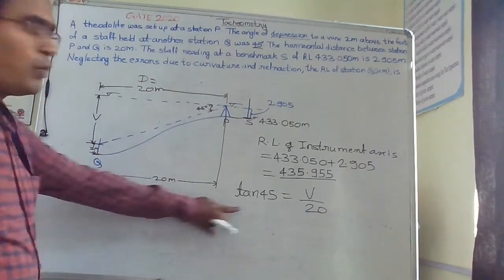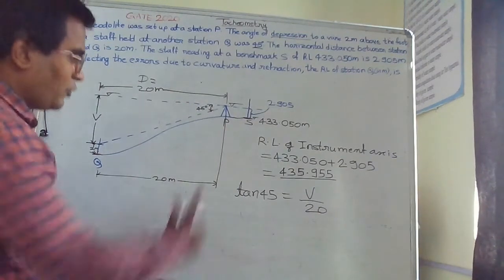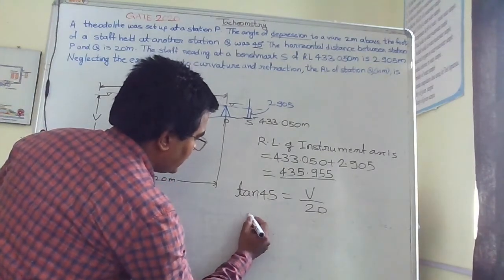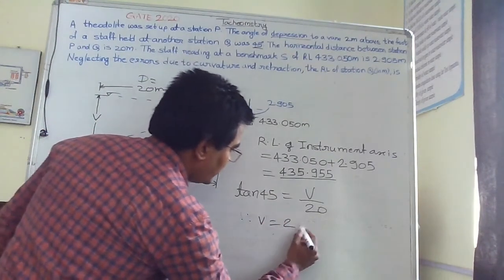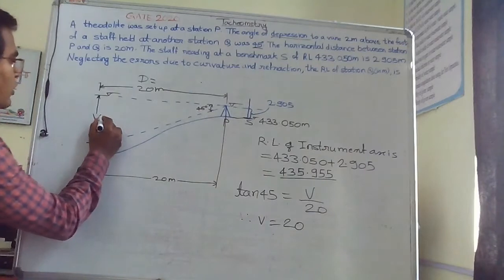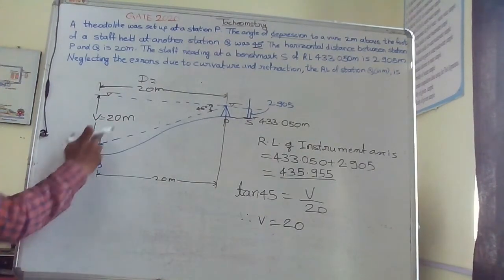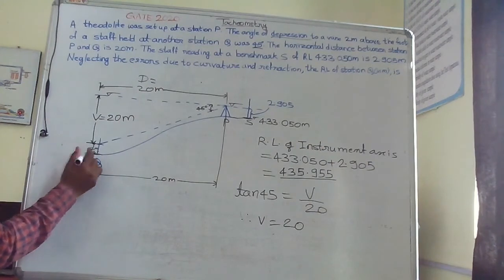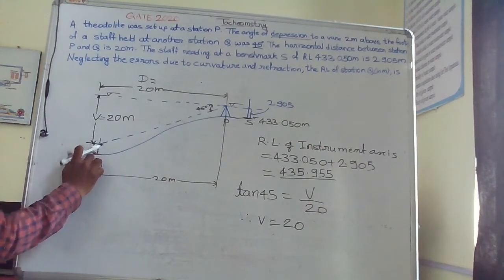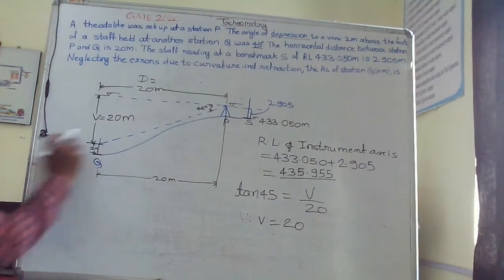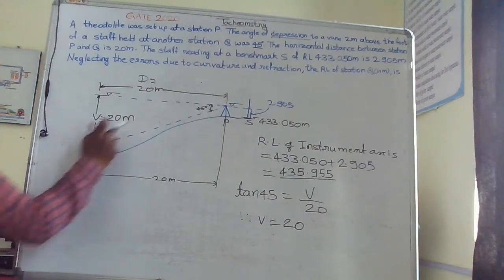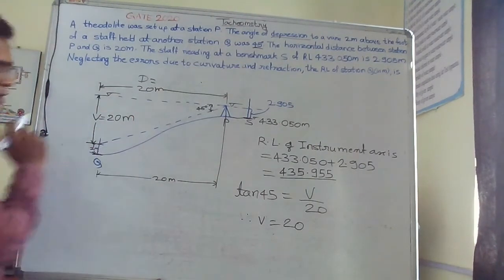So tan 45, we know tan 45 is 1. Therefore, V is equal to 20 meter. So here we got V is equal to 20 meter. Now, just by subtracting this 20 plus 2 meter, because 2 meter is the height of point Q from this middle cross here. So, by subtracting this from the RL of instrument axis, we get the RL of point Q.